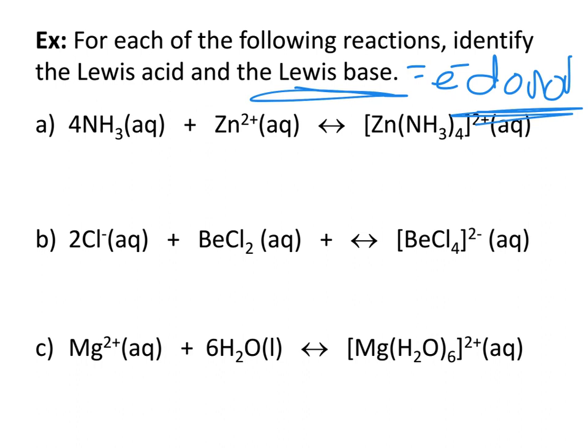So for part A, how in the heck could zinc 2 plus, with a deficit in electrons, ever be an electron donor? The ammonia, which has that pyramidal structure with the lone pair on it, that's going to be your electron donor, and so that's going to be your base, making zinc the acid. You don't identify conjugate acids or bases here because you're just forming complex ions, but you need to be able to identify acid and base on the reactant side.